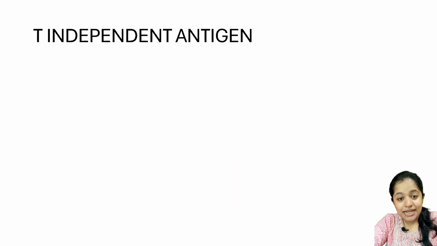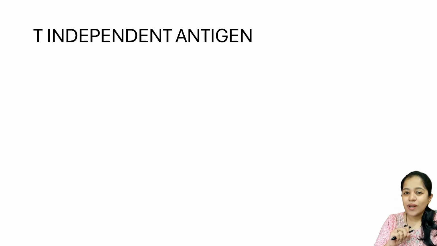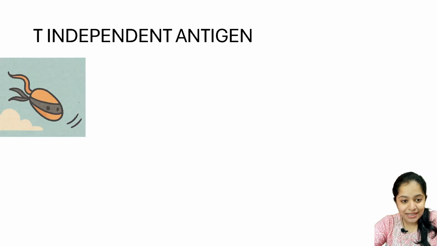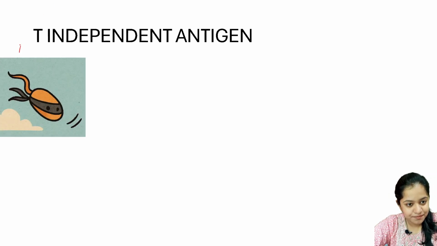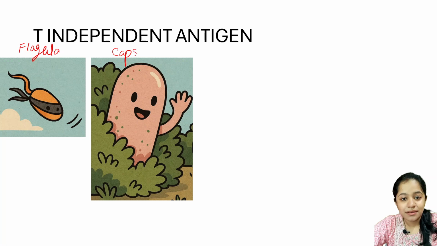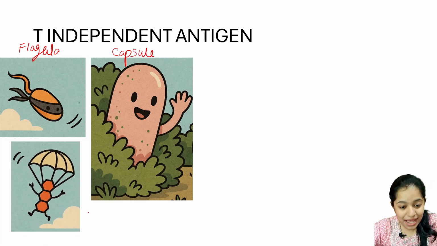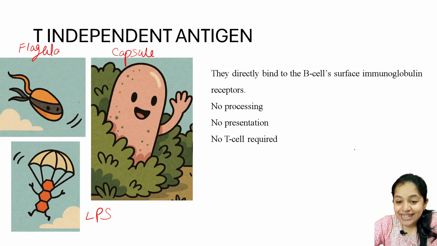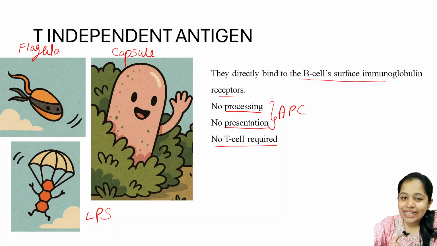Now, let's meet the T-independent antigen. Now, not all antigens play by the rules, okay? Some don't like to follow protocols. Now, who are they? They can be your flagella, okay? Or they can be your capsule, bacterial capsule, or they can be your lipopolysaccharide. So, what do they do? They directly bind to the B cell surface immunoglobulin receptor. There is no processing and presentation by the antigen presenting cell and no T cell required. That's why the name T-independent antigen.